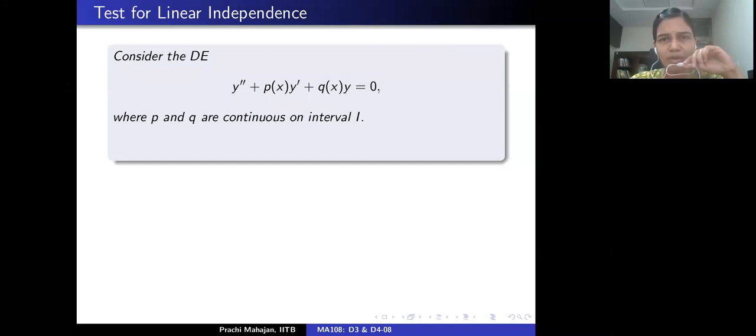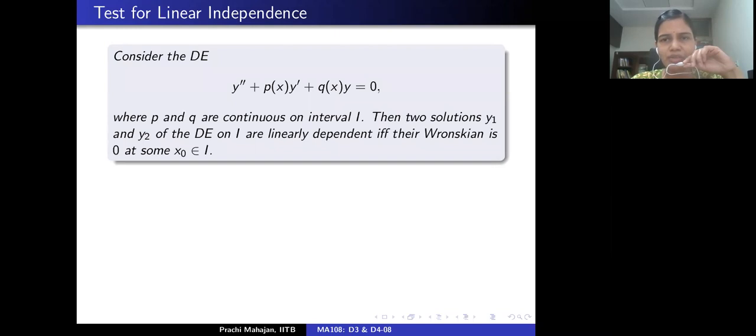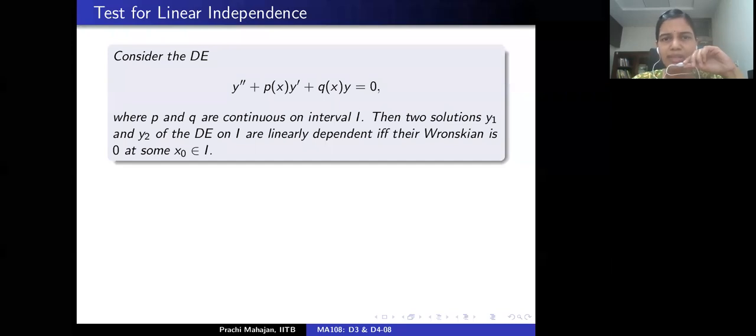Recall the homogeneous second order linear differential equation y double prime, that is d square y by dx square, plus p(x) dy by dx plus q(x) y equals 0. Remember, p and q were assumed to be continuous on an interval I on the real line. Then we showed that two solutions y1 and y2 of this differential equation on the interval I are linearly dependent if and only if the Wronskian of y1 and y2 is 0 at some point of the interval I, correct? I hope everybody is with me up to this point.